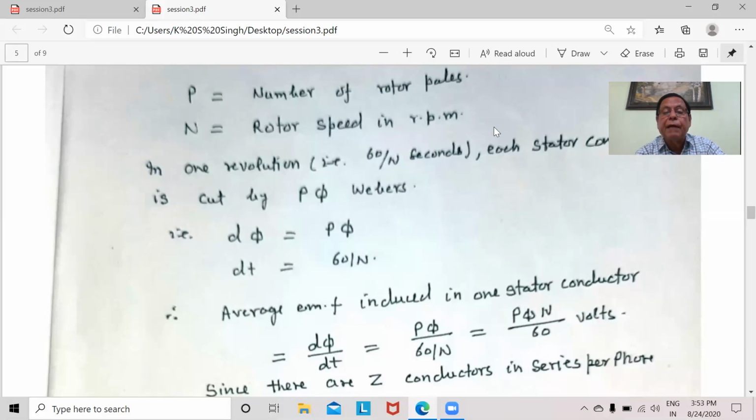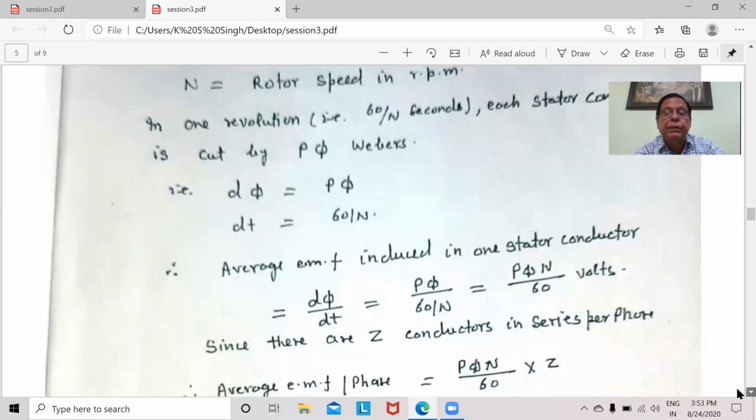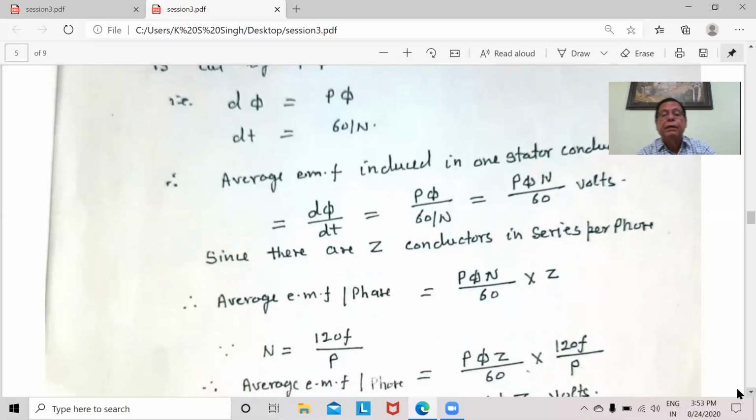Now for deriving this equation, we are making two main assumptions. First, the winding is concentrated winding, and that is full pitch winding. These two assumptions are taken into consideration for deriving these equations. So the average EMF, now I have already derived the synchronous speed N is equal to 120 F by P. This expression has already been derived earlier in the class.